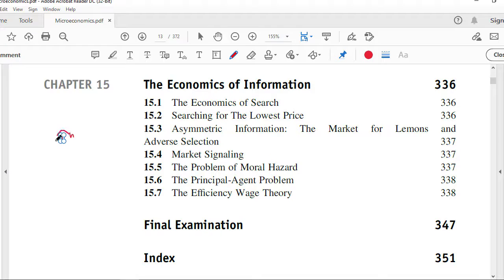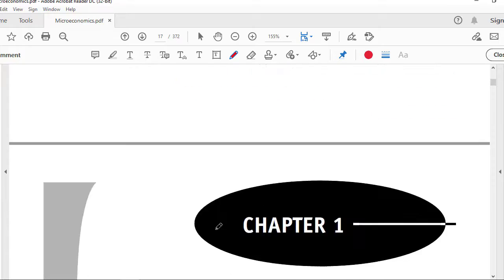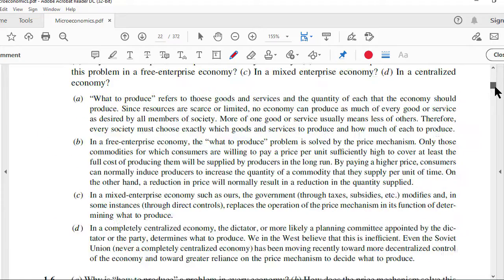The question is, do you need to read the whole book? I say you do not need to go through the whole book. You can skip many sections, and I will tell you which is the most important portion of this book for your NET JRF Economics exam. So let us first see chapter 1, because we have to skip chapter 1.